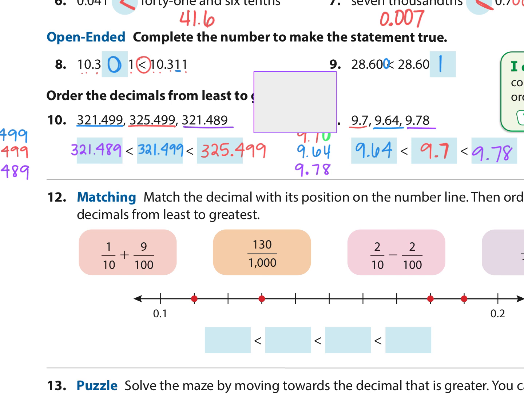All right, number 12. Match the decimal with its position on the number line. Then order the decimals from least to greatest. Match them, then order them. Okay, so I have 1/10 plus 9 hundredths. It's expanded notation and fraction notation. So what does that give me total? 19 hundredths. So if I add this together, this is going to be 19 hundredths as a decimal.